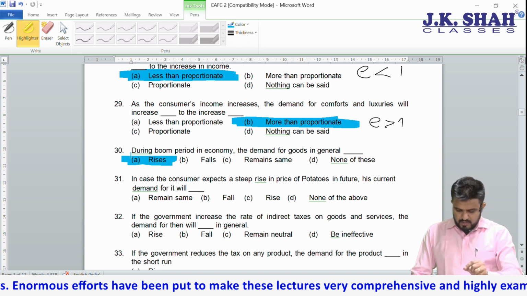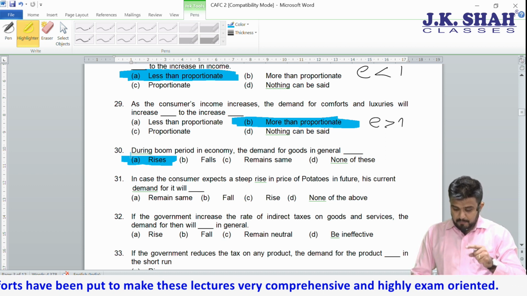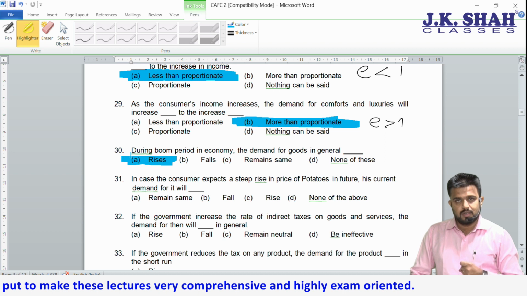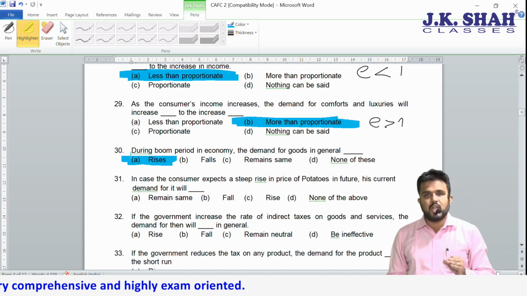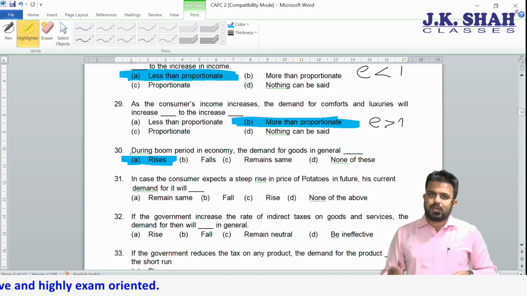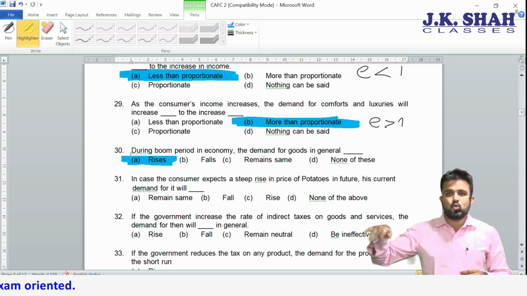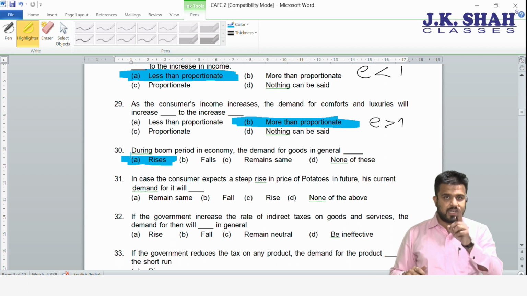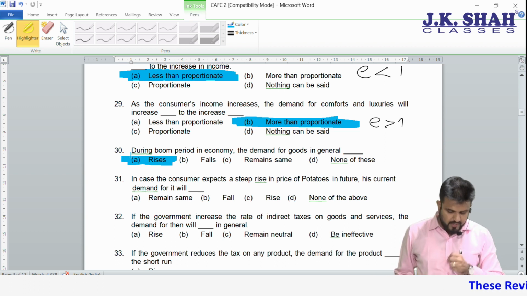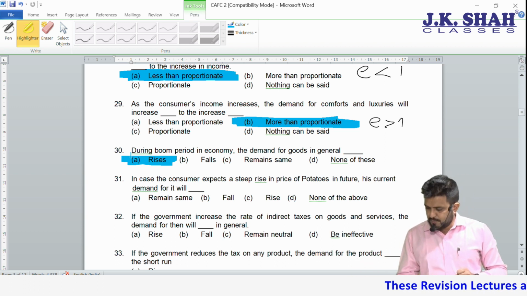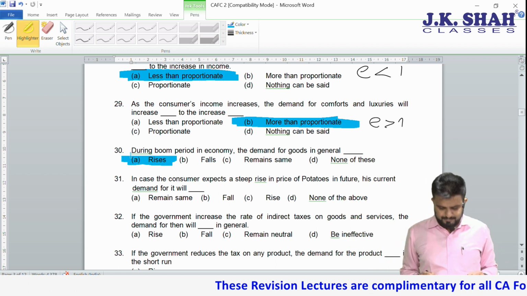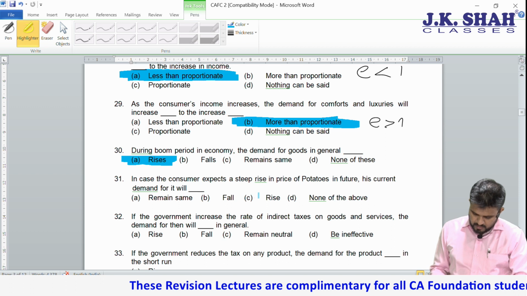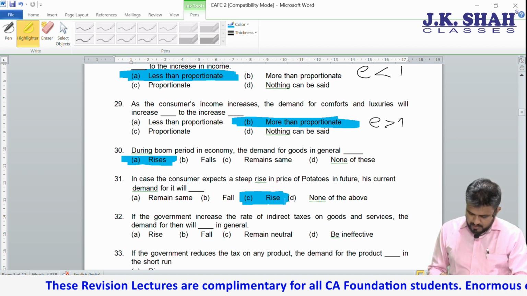Moving to 31. In case a consumer expects a steep rise in the price of potatoes in future, his current demand will also ___. So can I expect prices to rise in future? I had taken the example of gold. They have taken potatoes. So if we expect that potato prices are going to rise in future, today we may buy more and we may keep it. So what will happen to the demand? Demand will rise.